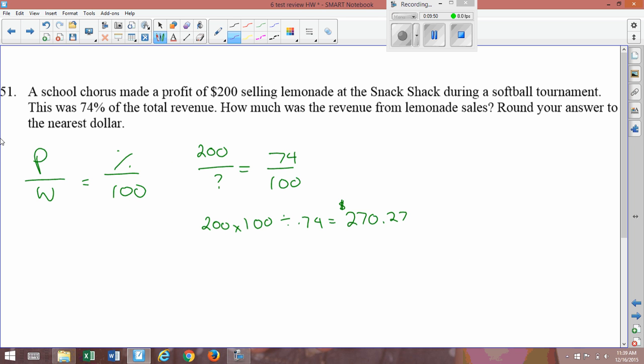School chorus made a profit of $200 selling lemonade at the Snack Shack during a softball tournament. This was 70% of the total revenue. How much was the revenue from lemonade sales? Round your answer to the nearest dollar.